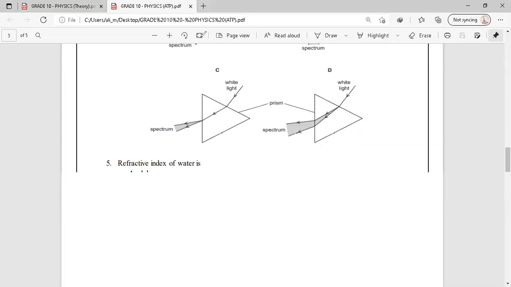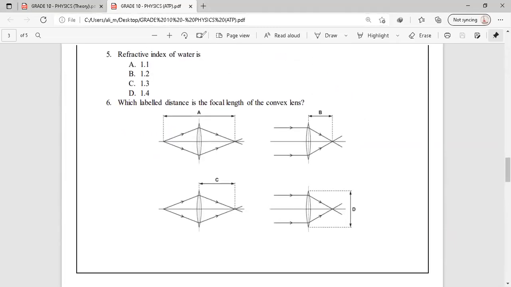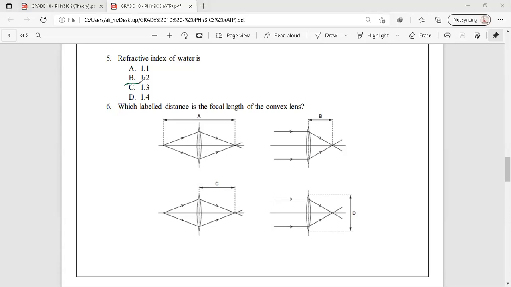Let's see question number 5. We have a simple question. Refractive index of water, it is equal to 1.33. Which labeled diagram is the focal length of the convex lens? So the correct answer will be option B, because incident parallel rays pass through a point, and this point is known as focus. So the distance between optical center and focus is equal to focal length. Option B is the right answer.